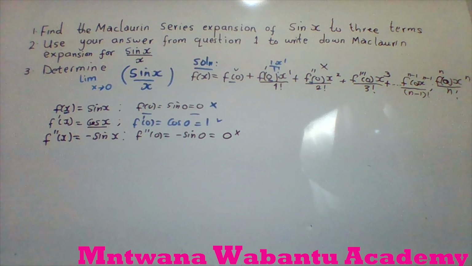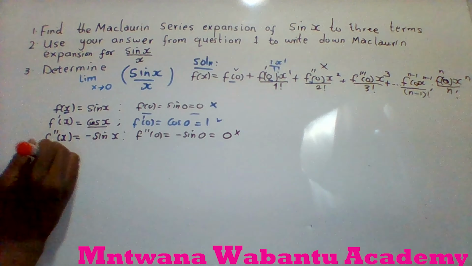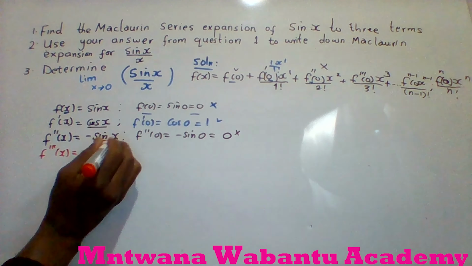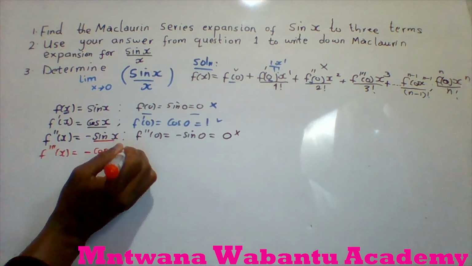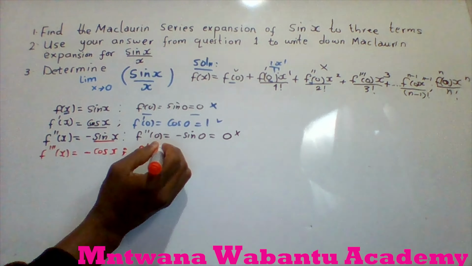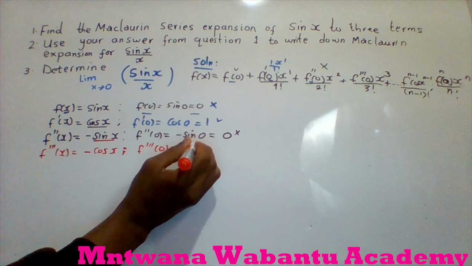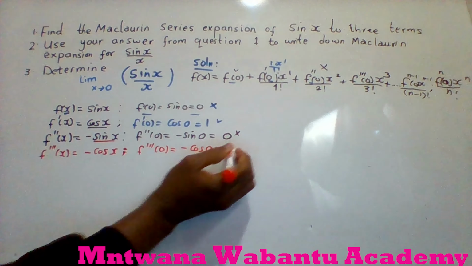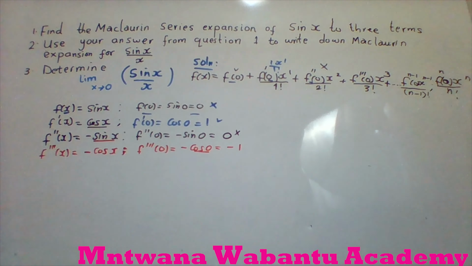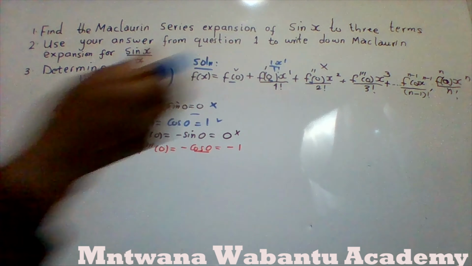Now we go for the next one, f third prime. f third prime of x equals negative cos of x, since when you differentiate negative sine, you get negative cos of x. Plugging in 0, f third prime of 0 equals negative cos of 0, which is negative 1. So this is going to give us a term.